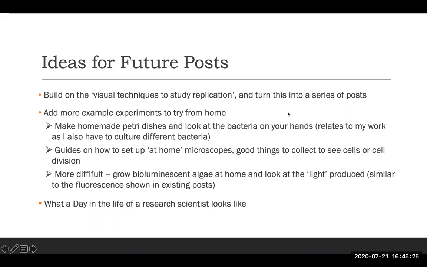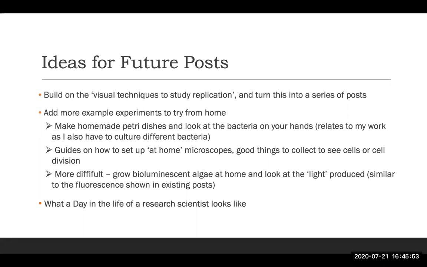But obviously that would be quite a more science heavy side. So I wanted to carry on with the experiments to try at home as well. So obviously DNA extraction from strawberries is one, but I thought about some others we could potentially do, and I've come up with these three. So one is obviously you can make homemade Petri dishes and you can grow your own bacteria from your hands, which is harmless generally, and it's really easy to do.